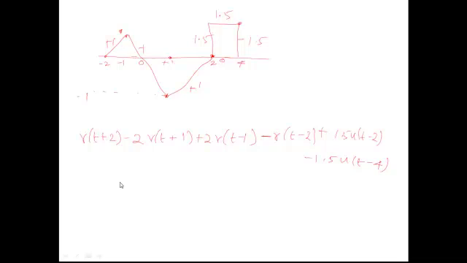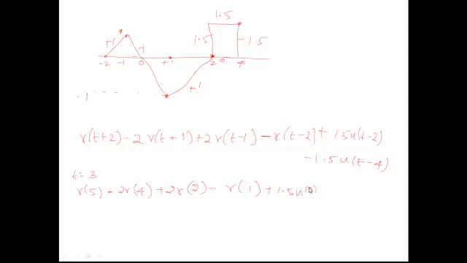Now if you want to validate your signal, say for example I want to find the value at t equal to 3. Apply t equal to 3 in this expression. The first expression gives you r of 5. The second gives you minus 2 times r of 4. The third gives you plus 2 times r of 3 minus 1, which is r of 2. The fourth gives you minus r of 1, plus 1.5 times u of 0.